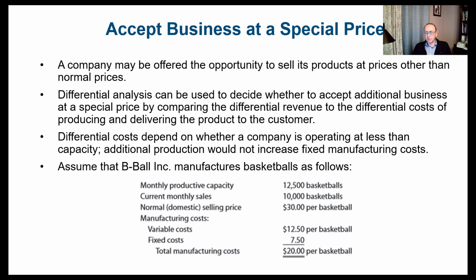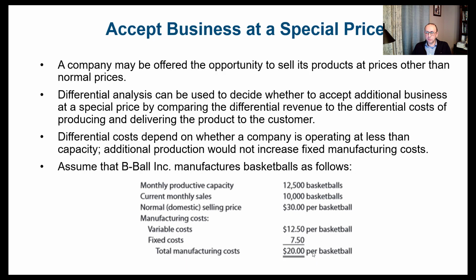So let's see an example here about a company. It's called B-Ball Incorporated. It manufactures basketballs, and their monthly productive capacity is 12,500. Their current monthly sales is about 10,000 basketballs. So you can see here they still have more in their capacity. The normal domestic selling price is $30 per basketball. The variable and fixed cost are $12.50 as a variable cost per basketball, and the fixed cost is $7.50 for a total of $20 per basketball. So the difference is their profit.